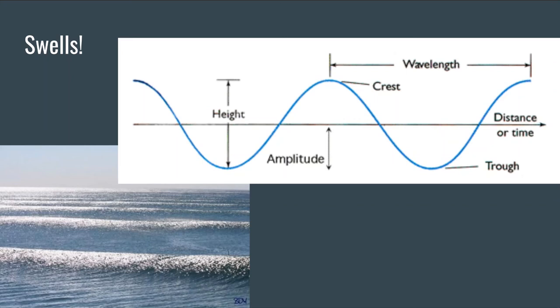Wave height is described as the distance from the trough, which is the bottom of that waveform, to the crest, which is the top. Basically, the lowest point to the highest point is the wave height. Then wavelength is the distance between one crest and the next crest. Then each wave has a period. That's the time it takes for one wavelength to pass a point.